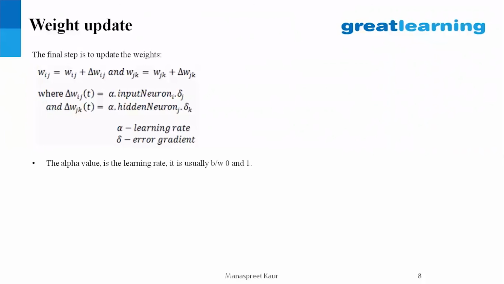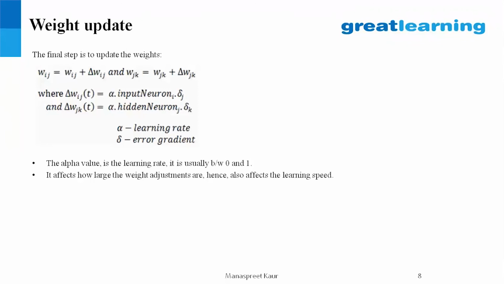There's another thing which you would be seeing here, which is the alpha value. The alpha value is nothing but the learning rate. Learning rate means at what rate you want the neural network to learn. So this is nothing but the learning speed. You don't really specify these values, this is what happens in the background.